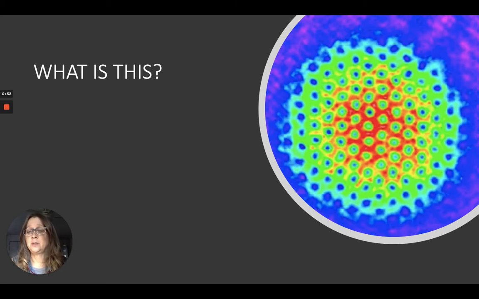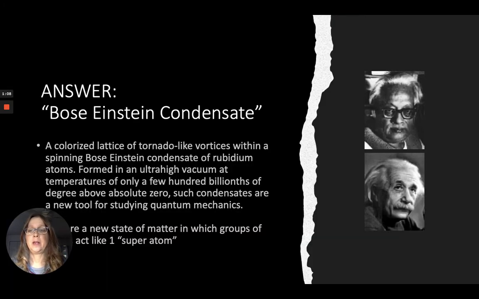In previous lessons, we've talked about the phases of matter, and we've talked about solid, liquid, gas, and plasma, going in order of energy. This is actually something that has to do with phases of matter, a phase of matter that we have not talked about. This is actually something called a Bose-Einstein condensate.